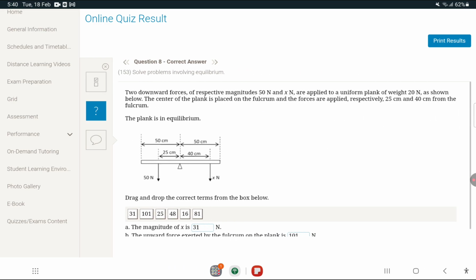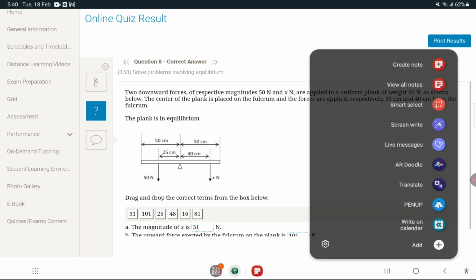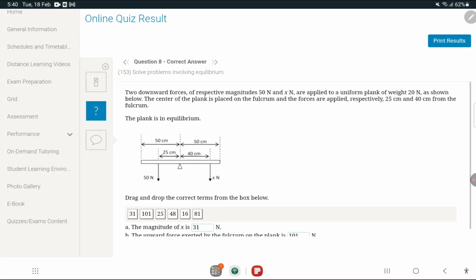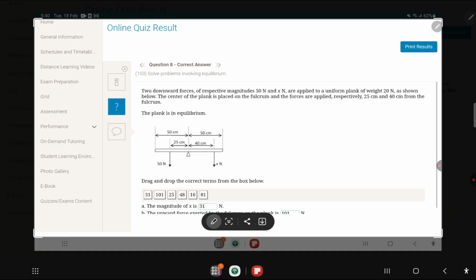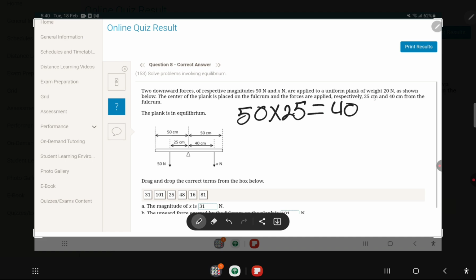Okay, this one is easy as well. We use the same rule. Net moment clockwise equals net moment counterclockwise. They ask for the magnitude of x here, okay? We do 50 times 25 equals 40x. If you put it into the calculator, you're going to get 31.25. But you check the options here, the closest one is 31.